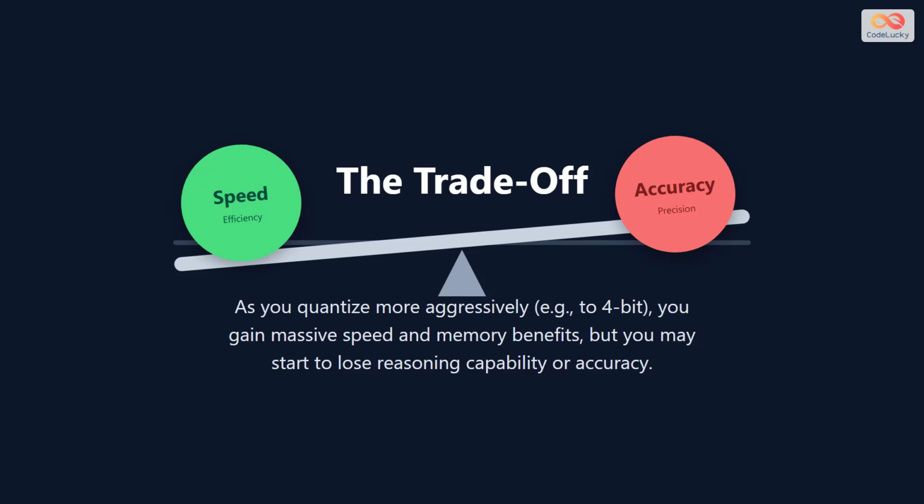Of course, there is no free lunch. It is always a balancing act. As you increase speed and reduce memory usage by lowering precision, you inevitably lose a tiny bit of accuracy. The goal of modern quantization techniques is to make that loss negligible so you don't even notice it in practice.